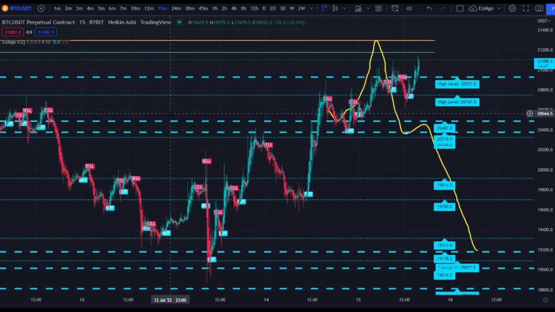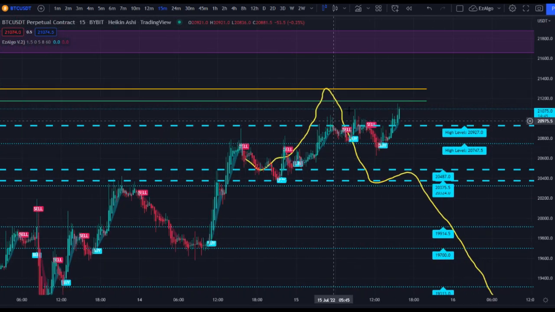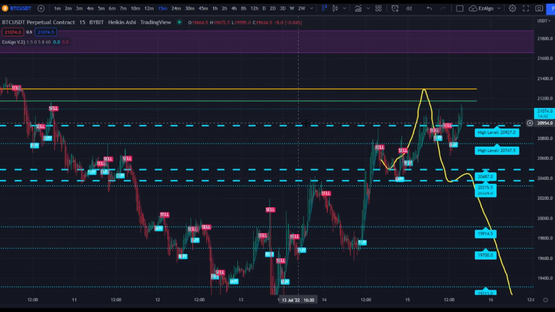So I do recommend trading Bitcoin, and I'm waiting for a short right now here at this golden pocket level that I've been looking at.